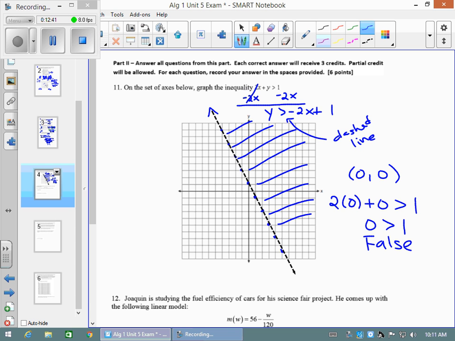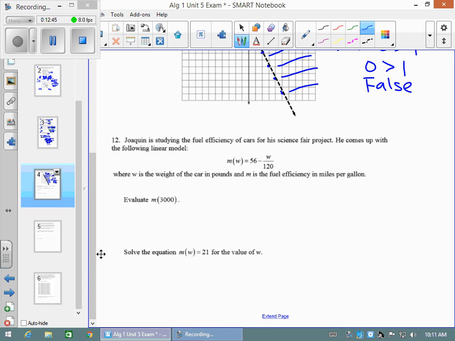Okay, for number 12, we're being given this equation, M of W equals 56 minus W over 120. W is the weight of the car in pounds, and M is the fuel efficiency in miles per gallon. The first thing I'm asked to do is evaluate M of 3,000. So 3,000 is my W value. When I plug in 3,000 for W, I get 56 minus 3,000 divided by 120, which comes out to be 31.